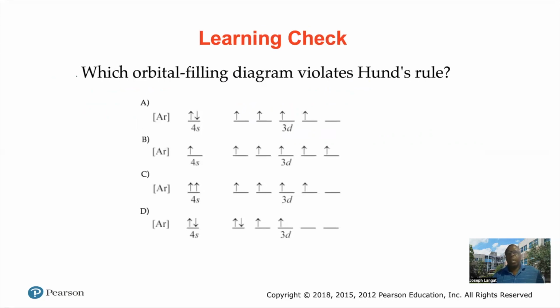So which orbital diagram violates Hund's rule? The correct answer is D. Why D? According to Hund's rule, degenerate orbitals are singly occupied before you start pairing. Why do you have to pair this, yet there is still an empty orbital? This is a violation of Pauli's exclusion, not Hund's rule. No violation here.